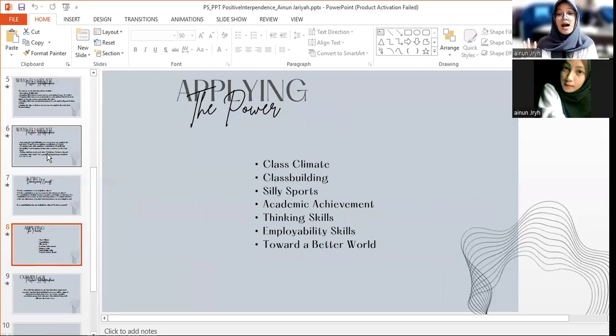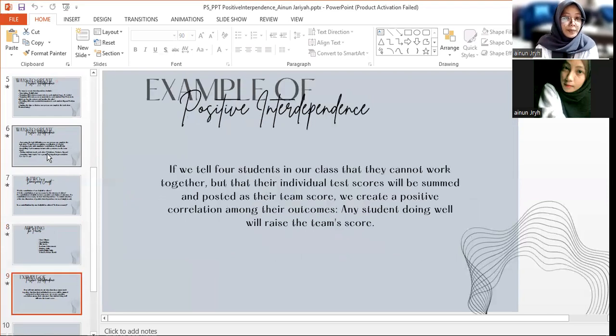So the next slide, applying the power. The first, class climate. The second, class building. The third, social support. The fourth, academic achievement. The fifth, thinking skills. The next, employability skills. And the last, toward a better world.